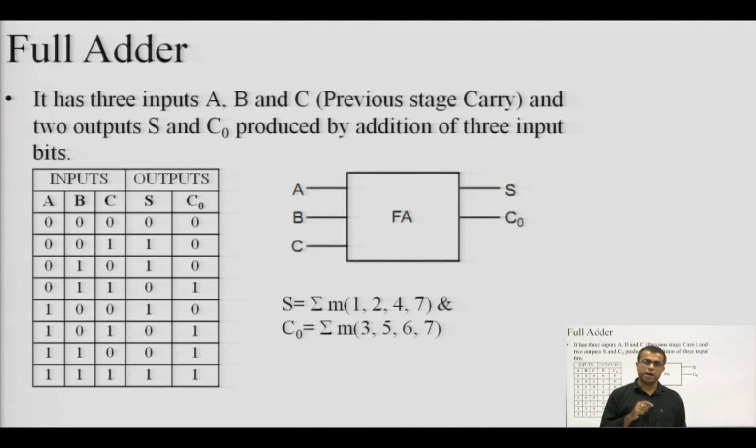But whenever I have to add 3 bits, the previous stage carry also, that means A plus B plus C, to generate the sum and carry out. So, a full adder will be required for that case. So, this is my truth table for full adder, in which we can see that A, B and C are the 3 inputs, out of which A and B are the actual inputs, and this C can be considered as carry in. And this S is the sum, similar to the half adder, and this C naught is the carry out.